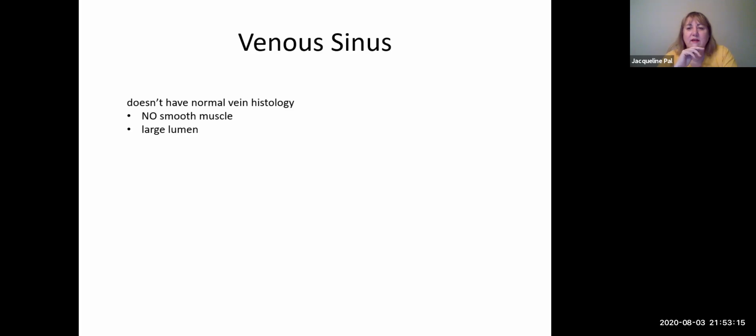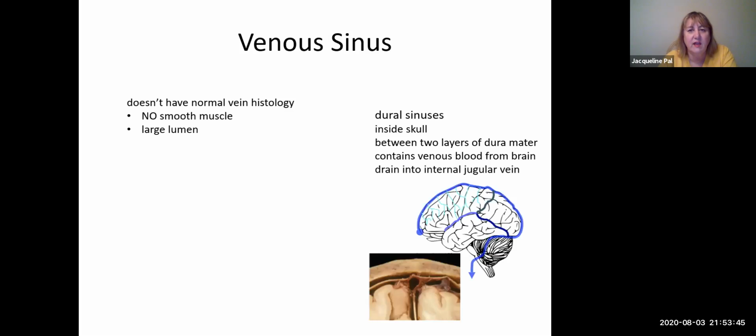So one thing I want to talk about is something called a sinus that is not in a bone. So when we use the word sinus outside of bone, what we are talking about are what are known collectively as venous sinuses. They are structures that look and act like veins, but they don't have the normal vein histology. There's no smooth muscle to contract them down. There's a large lumen. It doesn't have a tunica intima, media, externa like a normal vein.